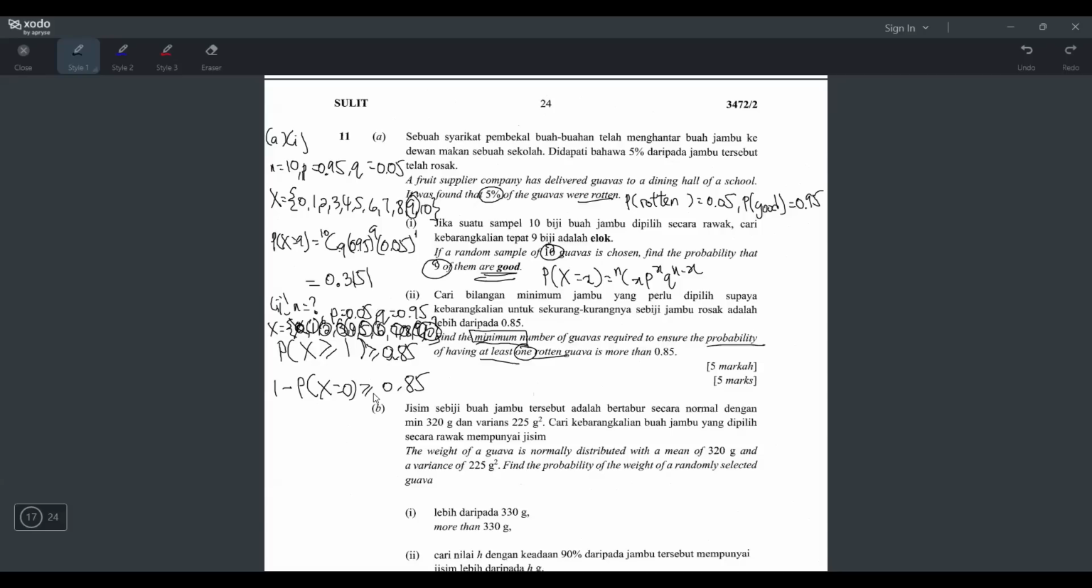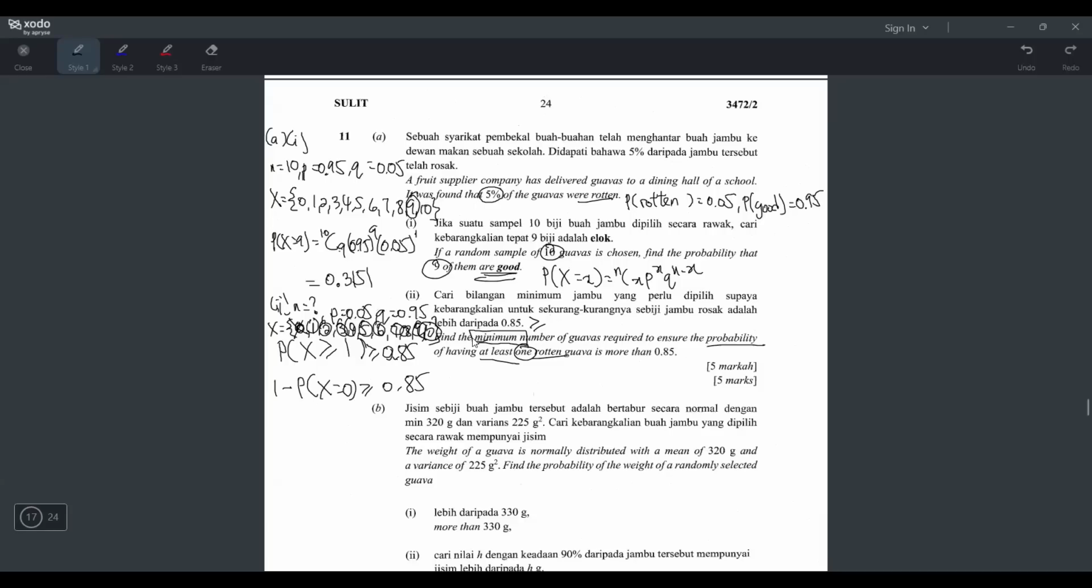Okay. Let me explain a bit. They want to find the minimum number of guava, right? It means the n tak tahu. The n tak tahu nak cari, but they want minimum, right? It means you have to take the minimum. Minimum means sekurang-kurangnya mah. So the symbol is like this lah. Yeah, that's why, wait, find the minimum number of guavas required to ensure probability having at least one rotten guava is more than 0.85. Is it correct if I do like that? Find minimum number of having at least one rotten is more than 0.85.